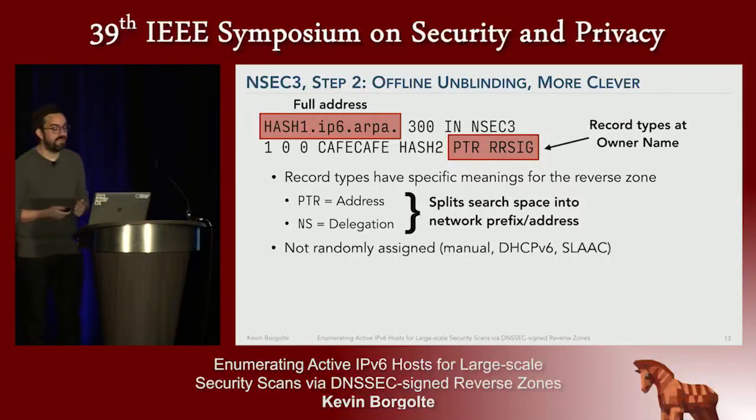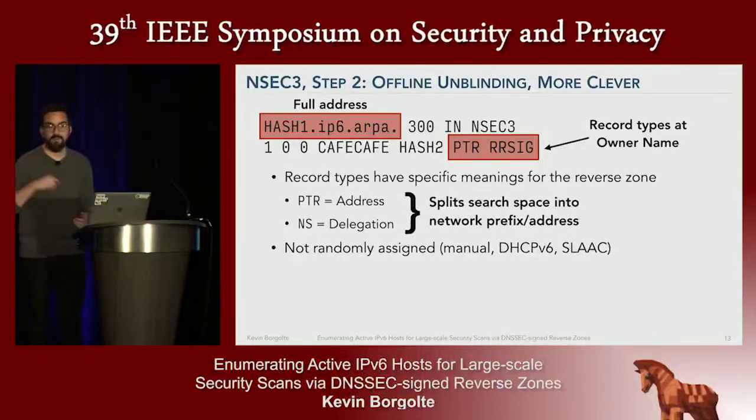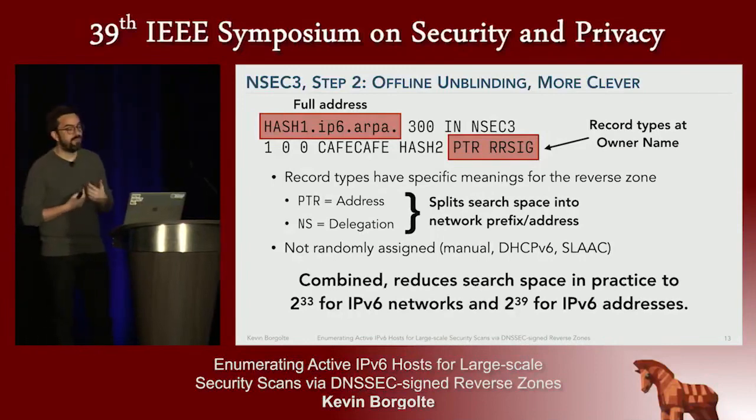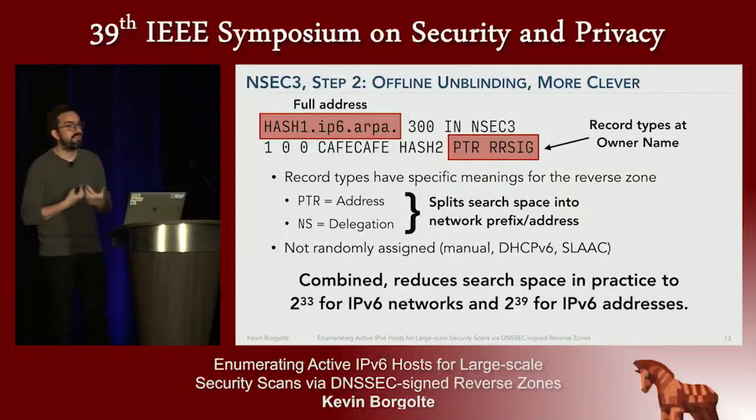And then there's also the knowledge that IPv6 addresses and networks are not randomly assigned. Nobody just picks a random prefix or address out of this entire large pool, but rather you can exploit, for example, that they're manually assigned. A human might assign them and just go with increasing numbers. You might have been using DHCP version 6, or you might have been using stateless address auto-configuration. If you combine these two key insights, then you can reduce the search space for IPv6 networks, leveraging the collected information, to around 2 to the power of 33 and 2 to the power of 39, which suddenly becomes significantly more tractable to actually brute force.